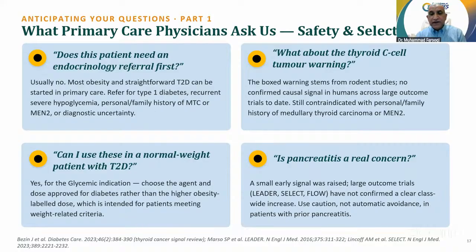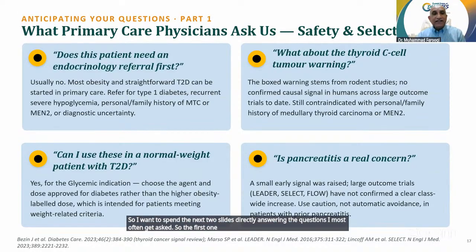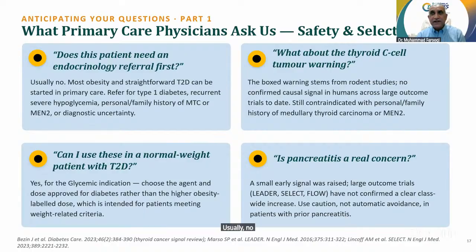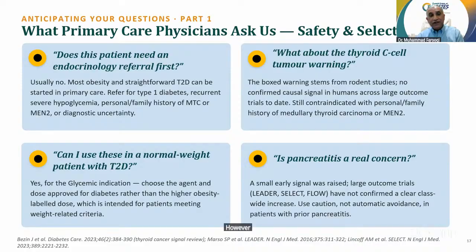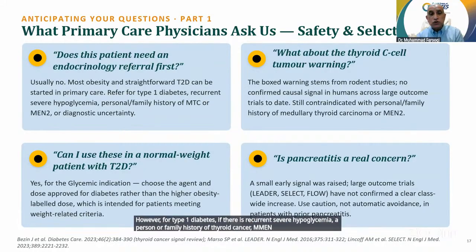So I want to spend the next 2 slides directly answering the questions I most often get asked. The first one is, does this patient need an endocrinology referral first? Usually no, but obviously there are local factors that kick in, and insurance reasons and what have you. Generally, most obesity and straightforward type 2 diabetes patients can be started in primary care. However, for type 1 diabetes, if there is recurrent severe hypoglycemia, or personal or family history of medullary thyroid cancer or MEN2, or if you're not sure about the diagnosis, definitely feel free to refer.